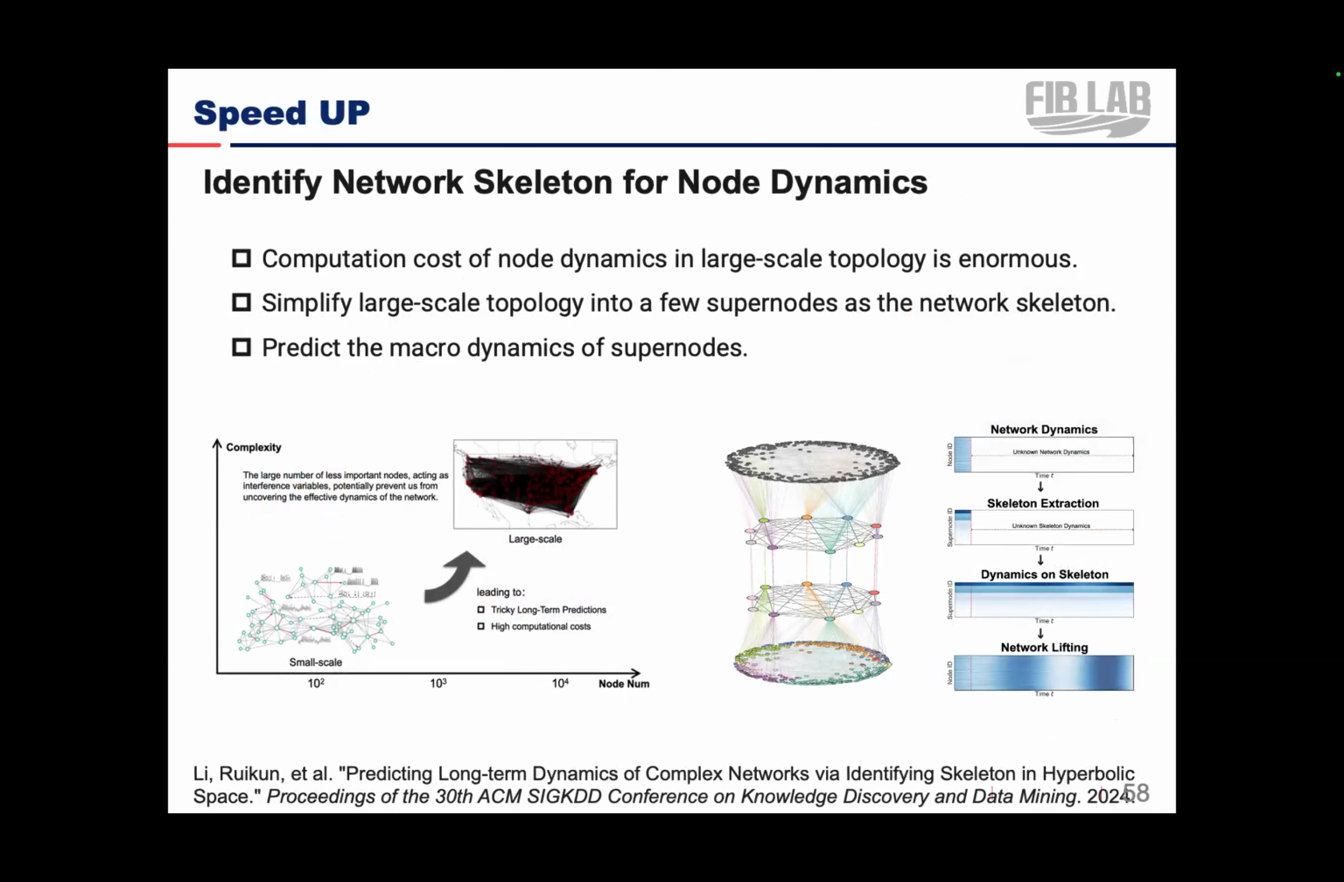Moreover, large networks are computationally heavy, so we simplify them into skeletons. For example, we group nodes into supernodes that capture the key dynamics, and such a process reduces the complexity while preserving essential behavior, making long-term simulations feasible. Different dynamics, for example, oscillators and diffusion processes, require different skeletons, showing the importance of tailoring simplifications to the problem.